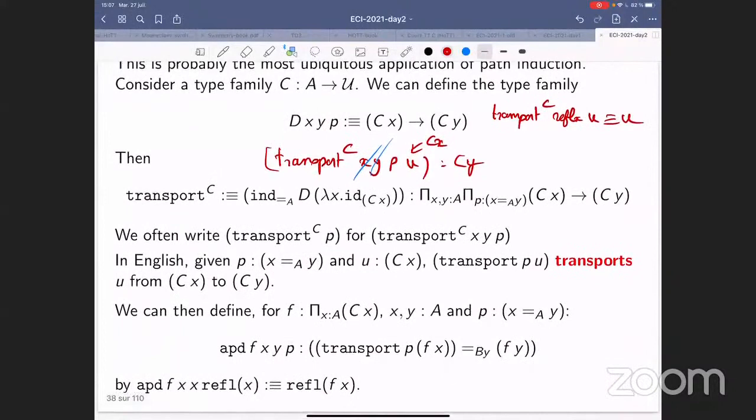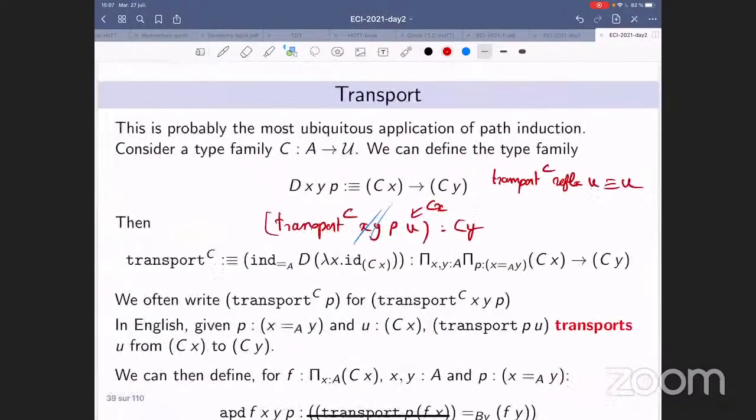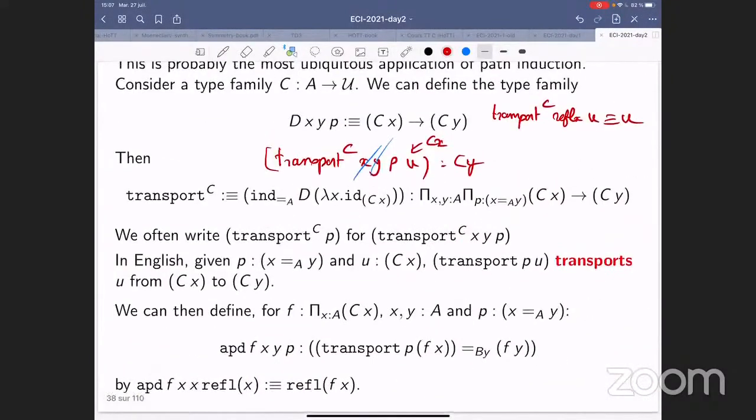Now we need to define ABD, which, as I just told, should be transport applied to P and then to Fx, equal Fy. So morally we want Fx to be equal to Fy, but we need to transport Fx first in the same fiber, or in the same member of the family, by P. We need to transport it before we can state the equality.